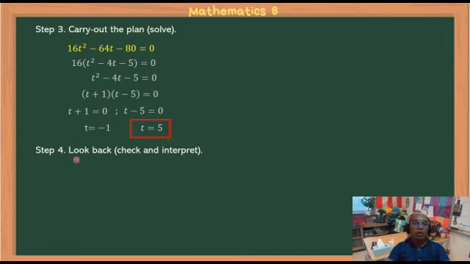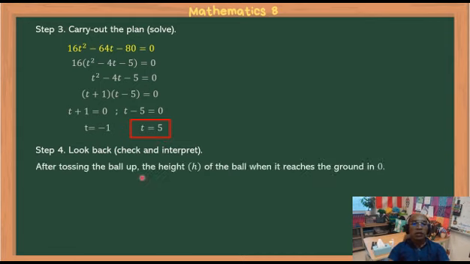So we're going to verify if this value will satisfy the given condition. After tossing the ball, the height of the ball when it reaches the ground is equal to 0. So the equation that represents this condition is 16t squared minus 64t minus 80 is equal to 0. Since our t is equal to 5, we're checking whether this value makes the left side of the equation 0. So instead of writing t, substitute it by 5.